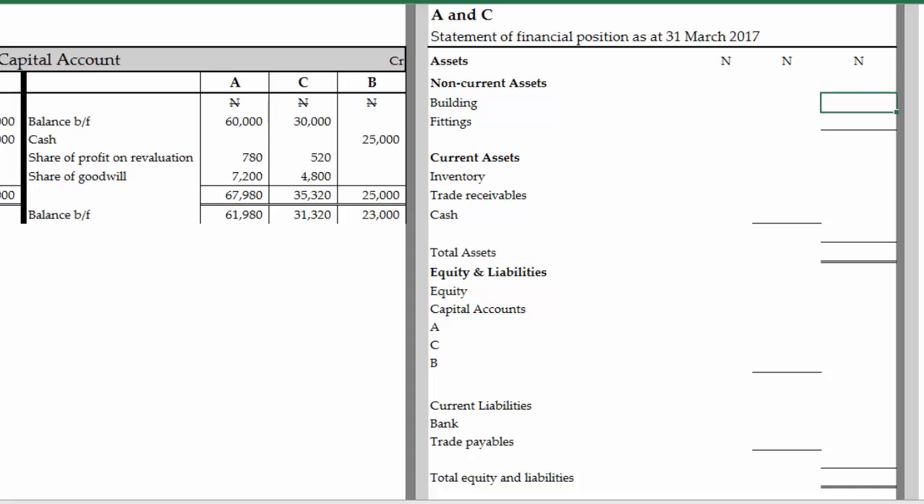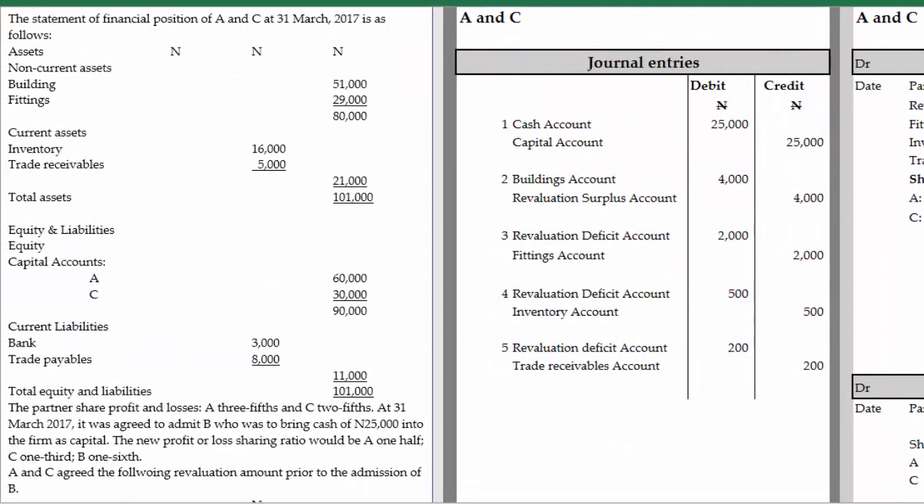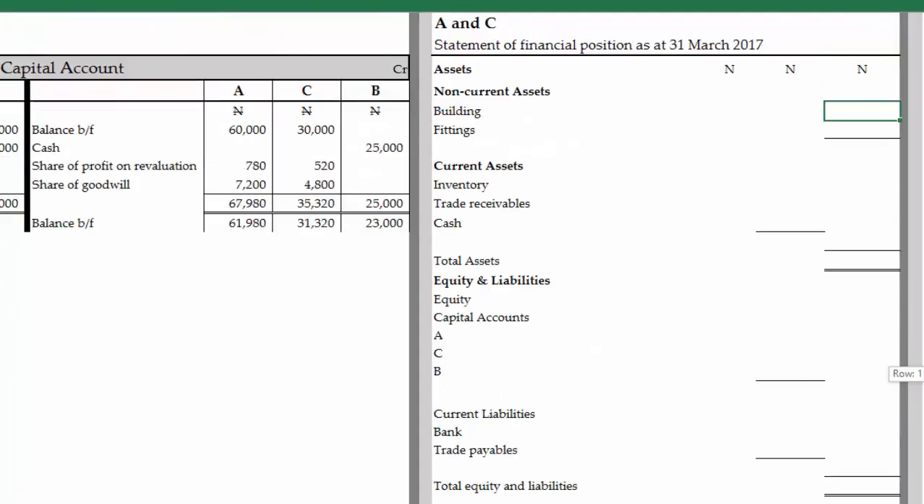Okay, we have assets and non-current assets. The first item we identified there is building, and from the question, the building was remeasured to 55,000, as you can see. Let's transfer this 55,000 to the statement. So the building is 55,000. Next is fittings. From the question, the fittings were revalued to 27,000. So let's transfer it to the statement. Fittings, 27,000. That brings the non-current assets to a total of 82,000.